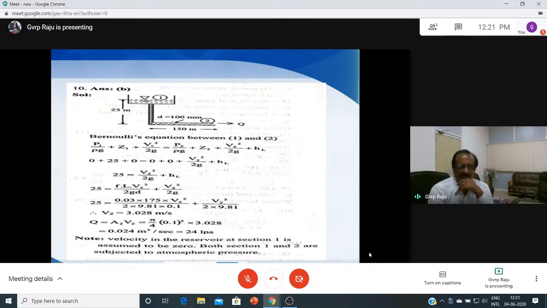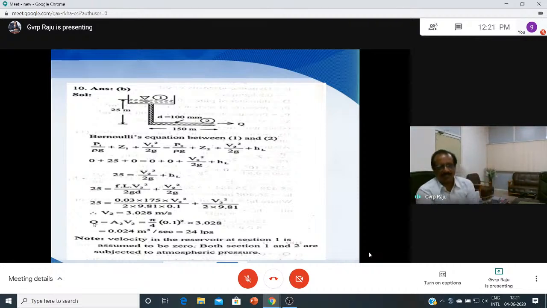The length of the pipe is 25 plus 150. The students are taking 150, but 150 is not correct because the length of the pipe is 25 plus 150, which is 175. The diameter of the pipe is the same throughout, so D you can take as 0.1, plus V2 square by 2g. So you have V2 here and everything else is known. V2 comes out to be 3.028.